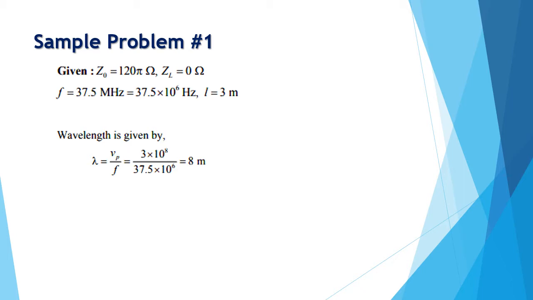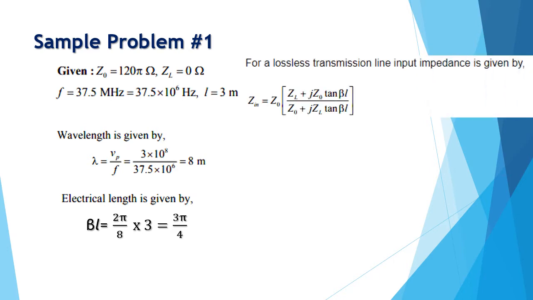The electrical length is given by beta L equals 2 pi times L divided by the wavelength. The length of our line is 3 meters divided by our lambda, which is 8 meters. So we have 2 pi times 3 over 8, and solving for that, we have 3 pi over 4. So now we have the electrical length and the impedances are given. We can now solve for the input impedance of the line.